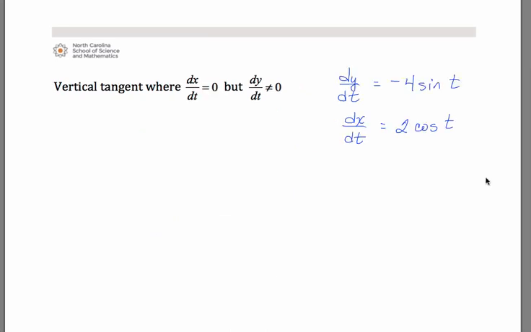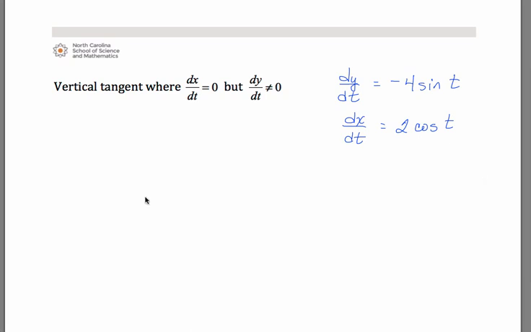To find the location of the vertical tangents, we're going to do something similar, but remember that vertical tangents will occur where the slope is undefined, meaning that the denominator, which in this case was dx/dt, is going to equal 0. But at the same time, we then cannot have 0 in the numerator, because otherwise we have an indeterminate form in 0 over 0, and that's a whole other story. So we do need to double check that dy/dt will not equal 0.